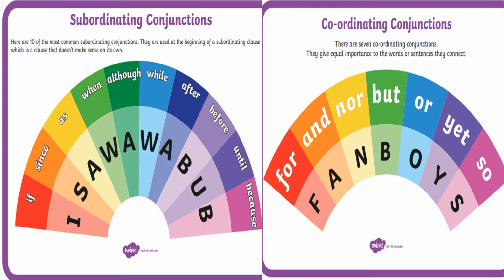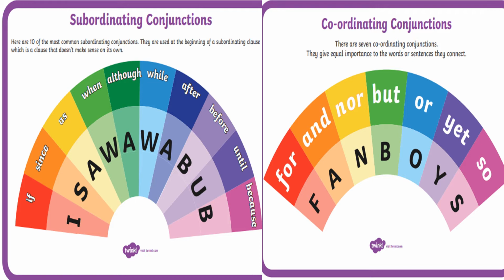I went to bed early does make sense on its own. So I've added a subordinating conjunction to make it a subordinating clause. Although I went to bed early, I still woke up late. And I still woke up late is a main clause because it makes sense on its own. So these ones are to bind my sentences, and this one is to add on to my sentences.